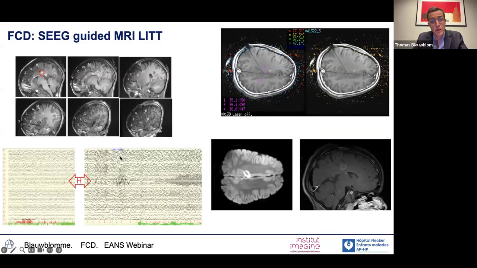Lastly, SEEG now is also used as a therapeutic tool. You can use it for thermocoagulation, but it's also a great help because if you have a very small FCD during the SEEG recording, this patient can be amenable to percutaneous treatment, for example, with laser ablation inside the MRI.